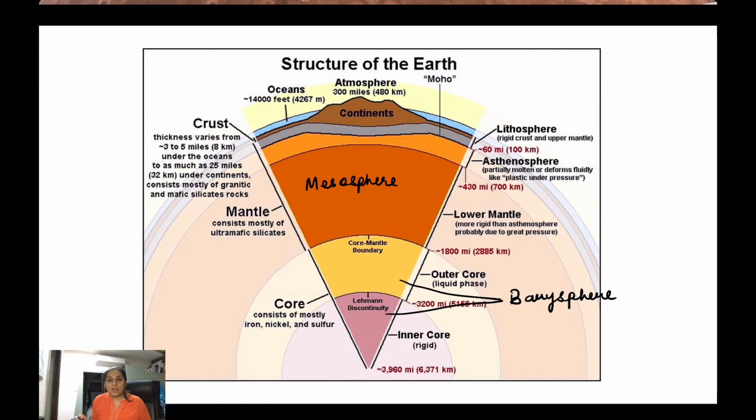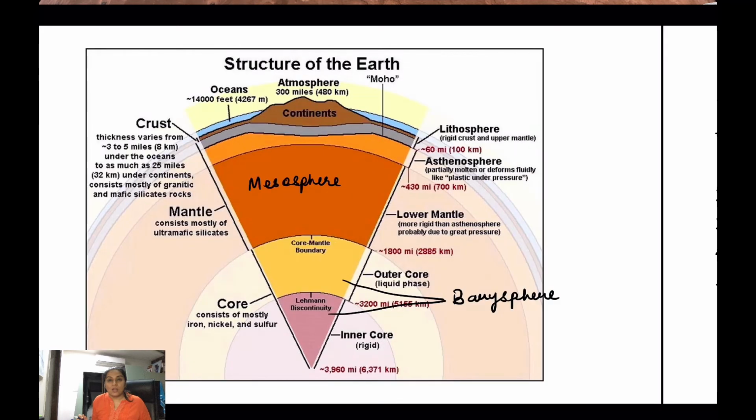Now, how do we know about all of these different layers? We know this mainly because of the evidences that we talked about earlier, but one of the main evidences is seismic activity. For that, we need to study earthquakes. So let's get on to that.